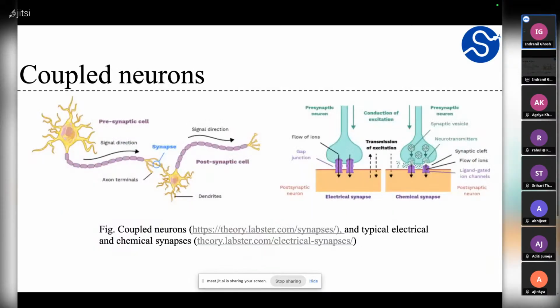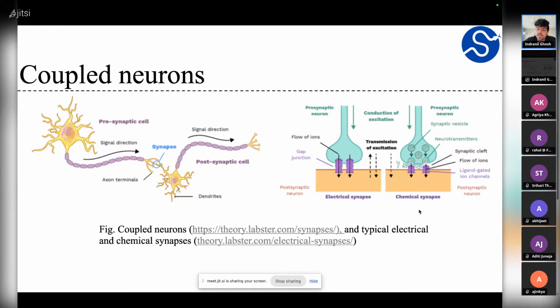Now that was just a single neuron. We move to a coupled pair of neurons, two neurons coupled through a synapse. The synapse can be of multiple kinds, but these are the two mostly studied kinds. The first one is the electrical synapse, which is very straightforward. The transmission of the signal propagation is bidirectional. That's why you can see there are two arrows indicating on either side.